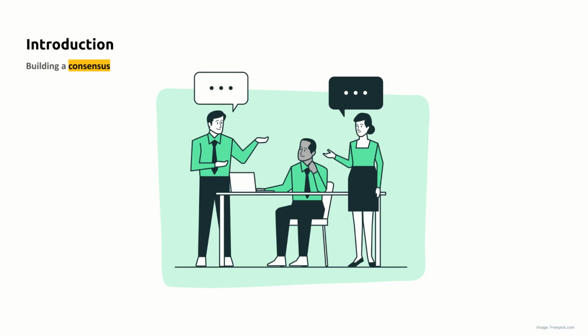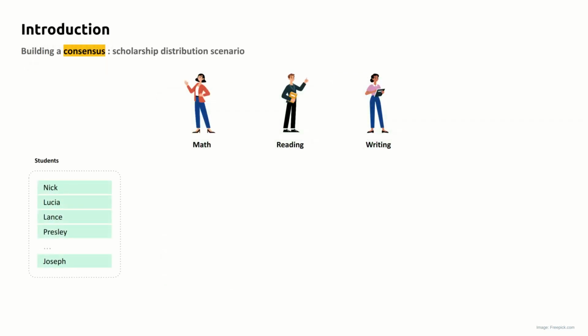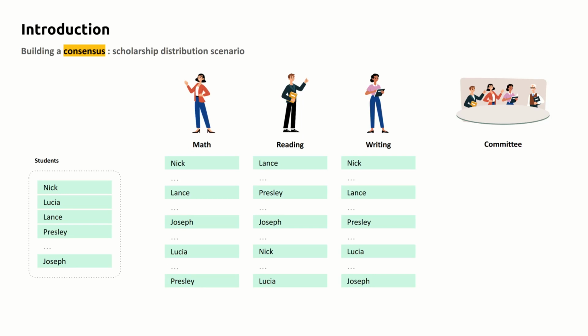Let's take an example of such a scenario. Imagine a group of students in a school who are qualified to get some form of scholarships. The school has a committee with 3 teachers, math, reading and writing, that looks after the scholarship distribution program, and you are the head of the committee. Each teacher has their own preferences of students based on their performances in their subjects and other attributes like assignment completion. Now, as a decision maker, you need to combine the ranking preferences of all the teachers and get a single consensus ranking, which is a really complex task.